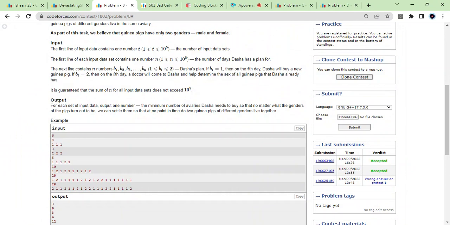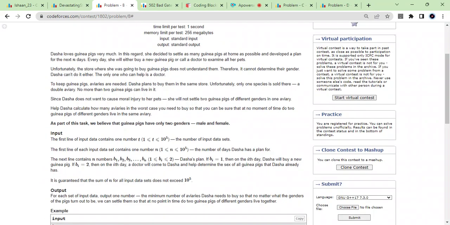What does this number represent? This is a situation where a person is buying some pigs and keeping them in some boxes. One represents that you are buying a pig, and two represents that you are calling a doctor. To find the gender of the pig, you need a doctor. The doctor will tell you the gender of the pig, right? The shopkeeper does not know, you don't know, but the doctor knows, and the doctor will tell you.